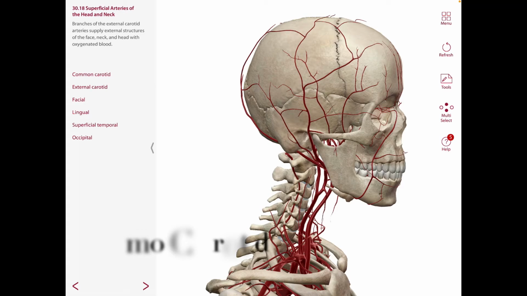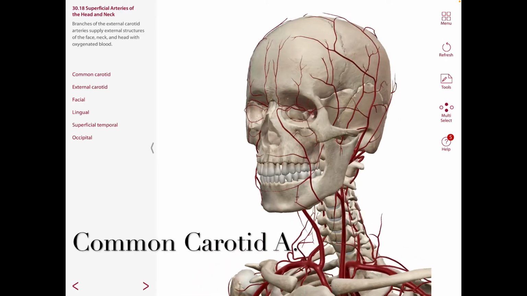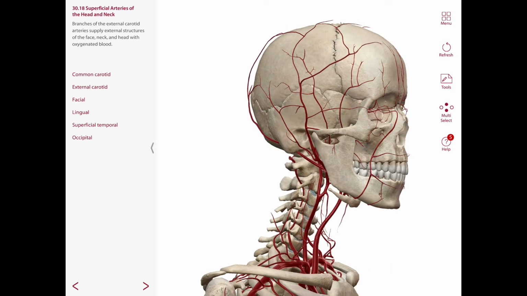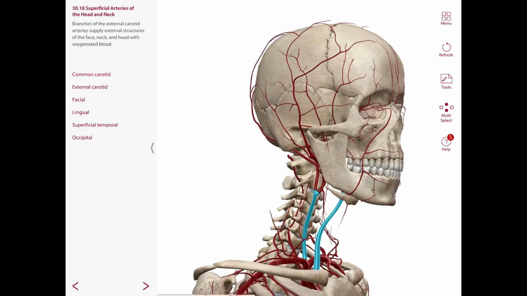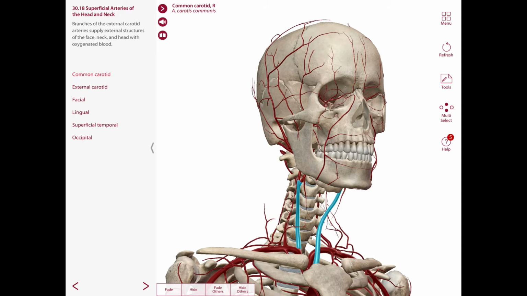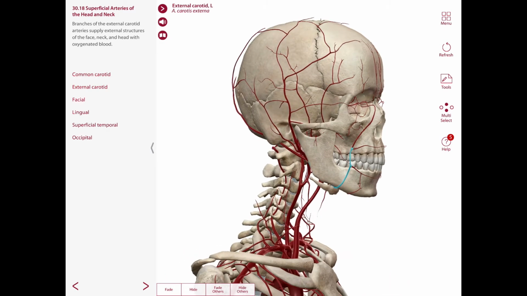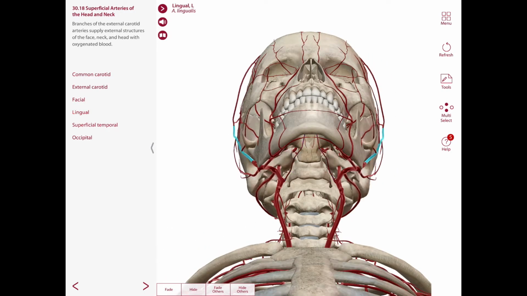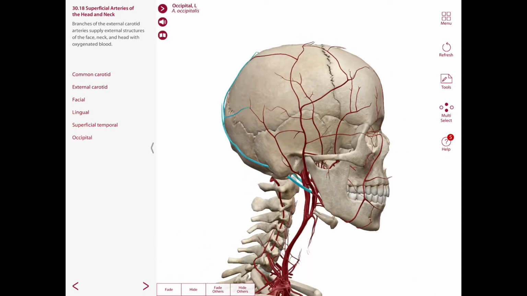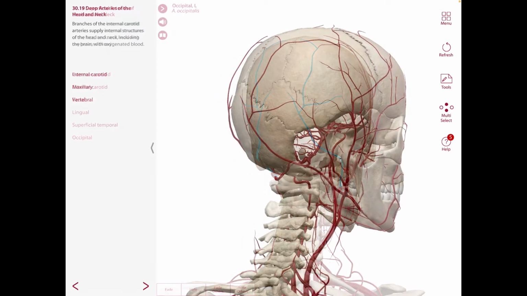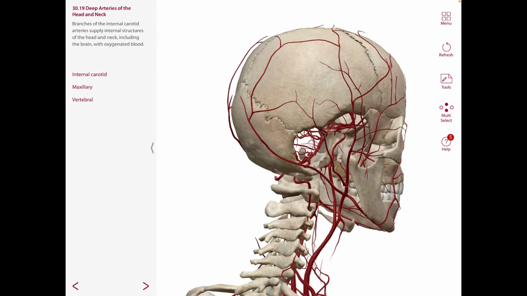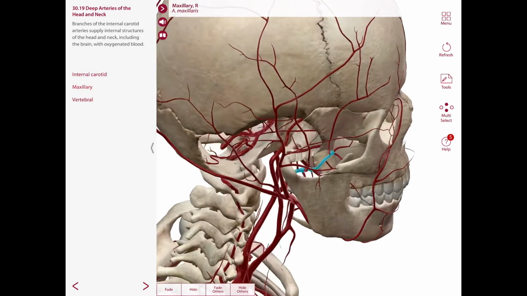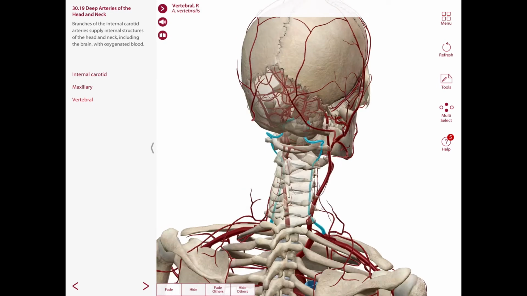The branches of the external carotid arteries will supply the external structures of the face, neck, and head with oxygenated blood. So some of the arteries you will see here coming from the common carotid arteries are the external carotid arteries, the facial artery, lingual artery, superficial temporal, and occipital arteries. We also have some deep arteries of the head and neck, such as the internal carotid, maxillary, and vertebral arteries.